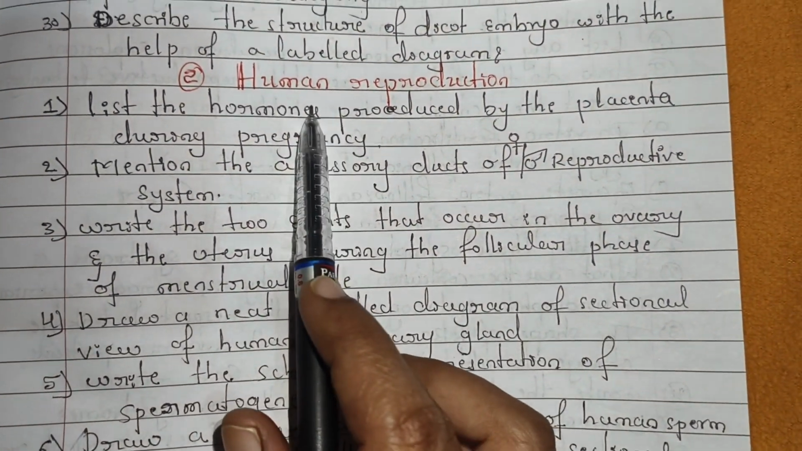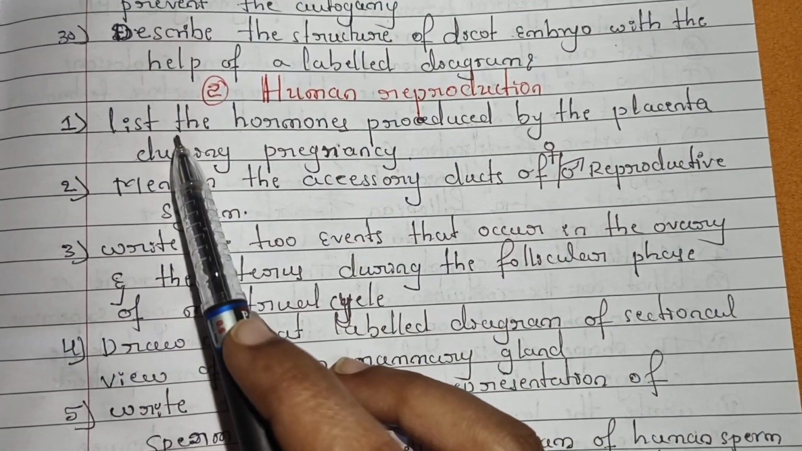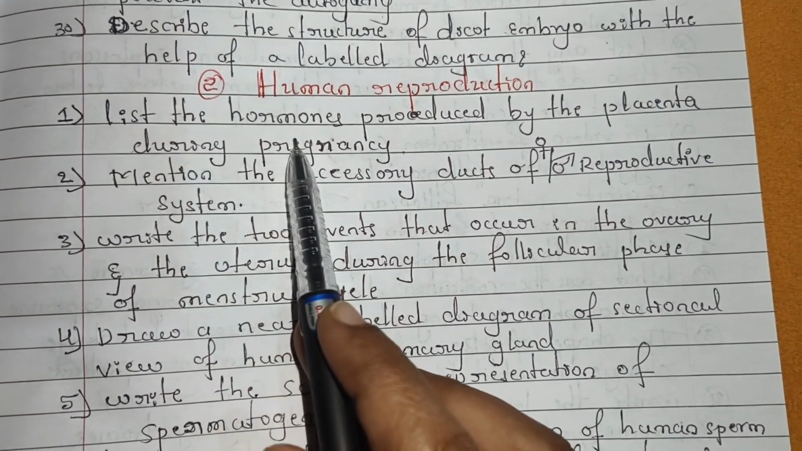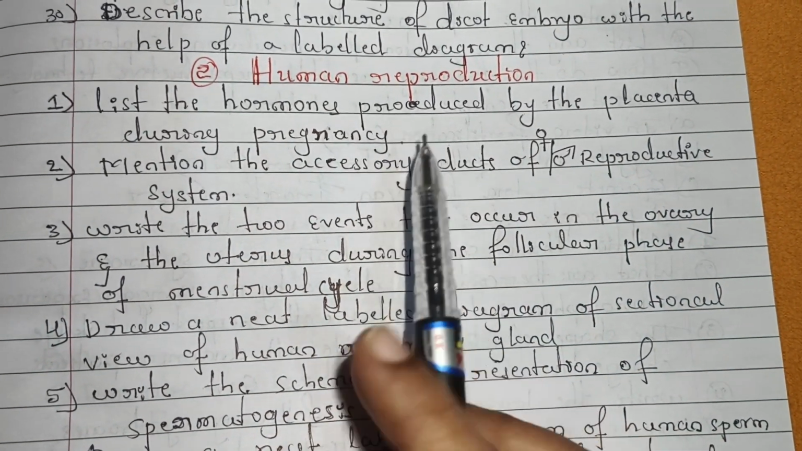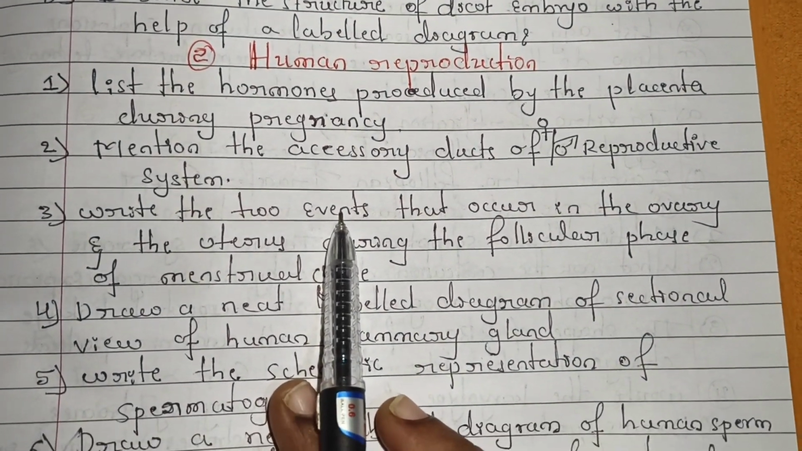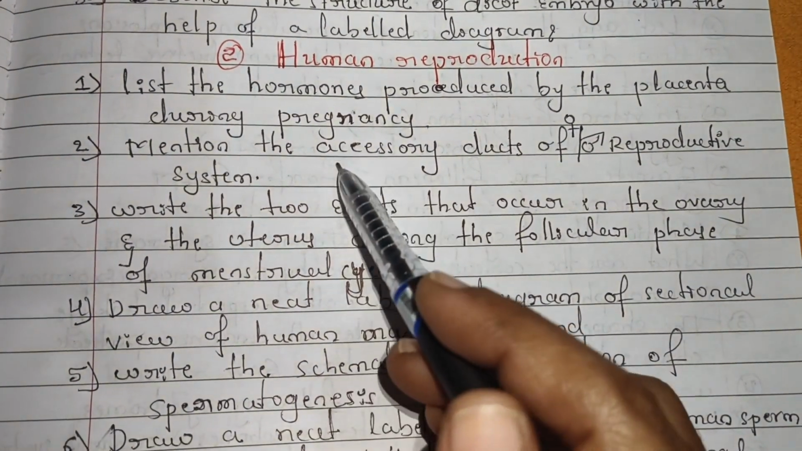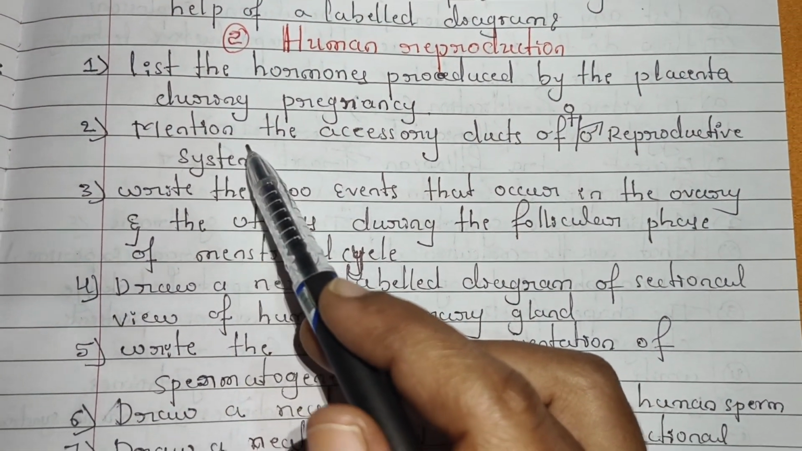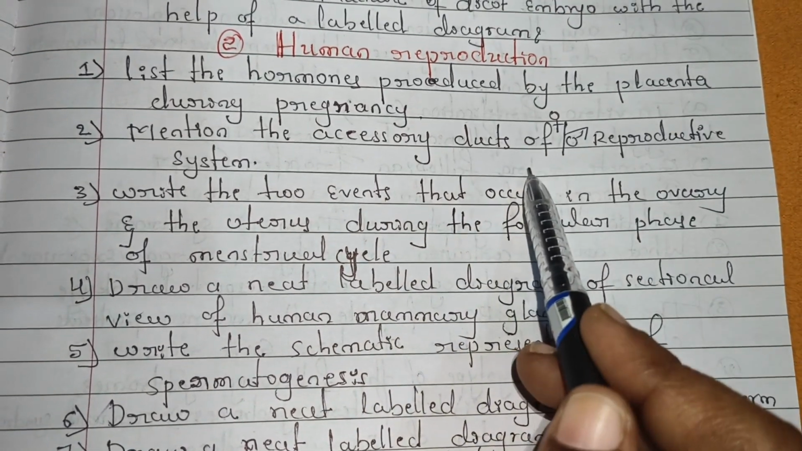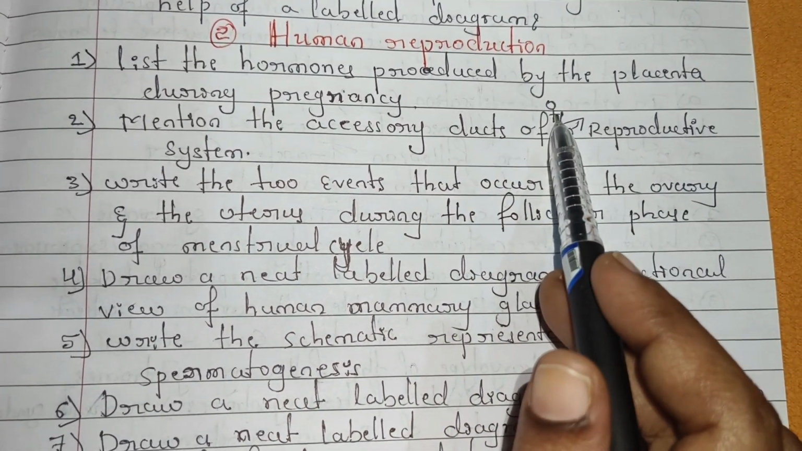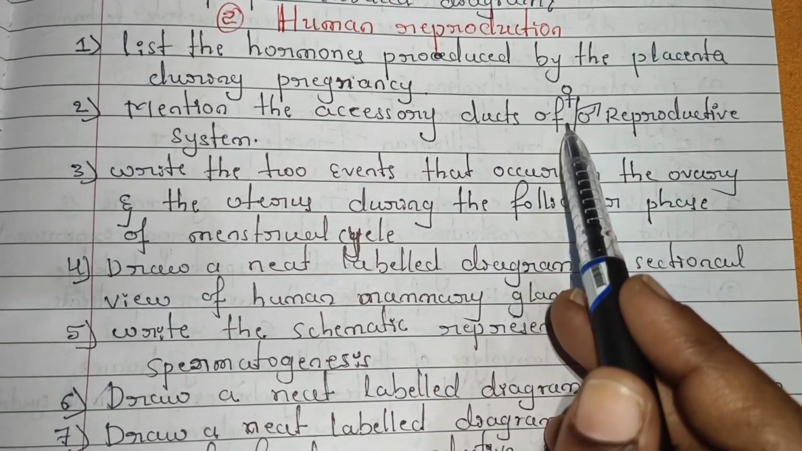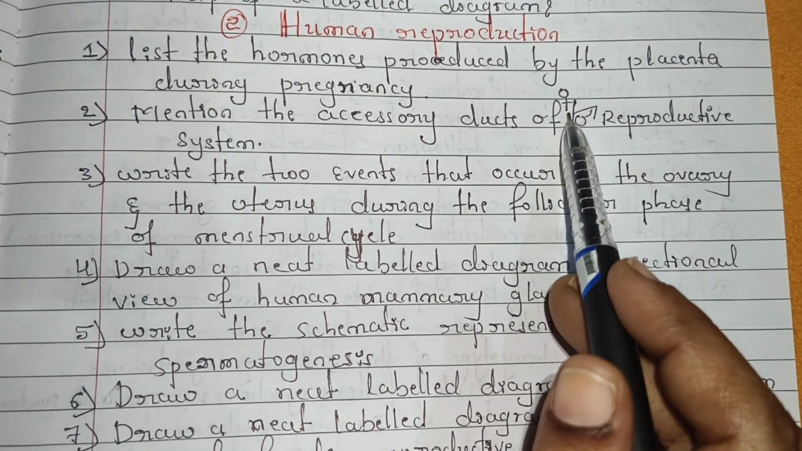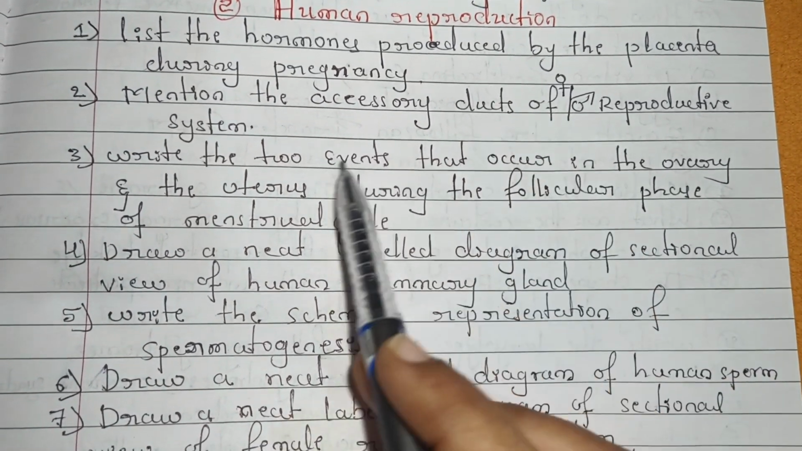And the next chapter is human reproduction. So the first question: list the hormones produced by the placenta during pregnancy. What are the hormones produced by the placenta during pregnancy? You have to write. And the next question: mention the accessory ducts of the female or male reproductive system. Here I mentioned both female and male, so you have to write the accessory ducts.